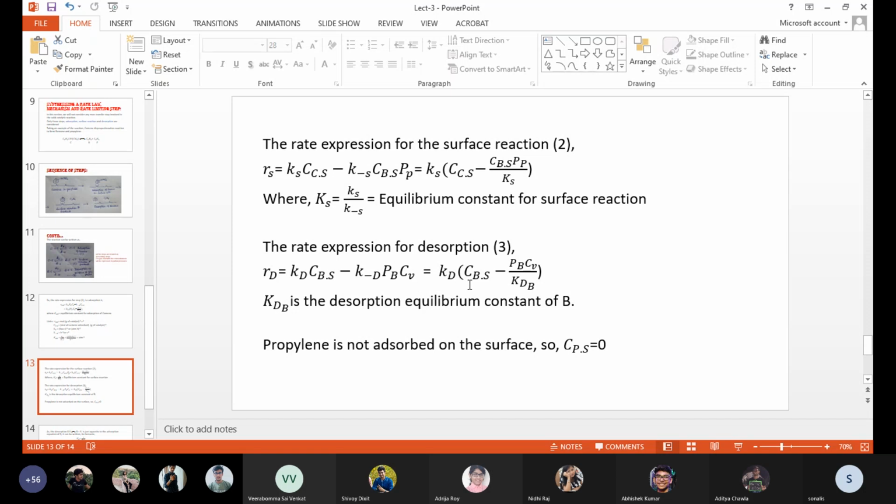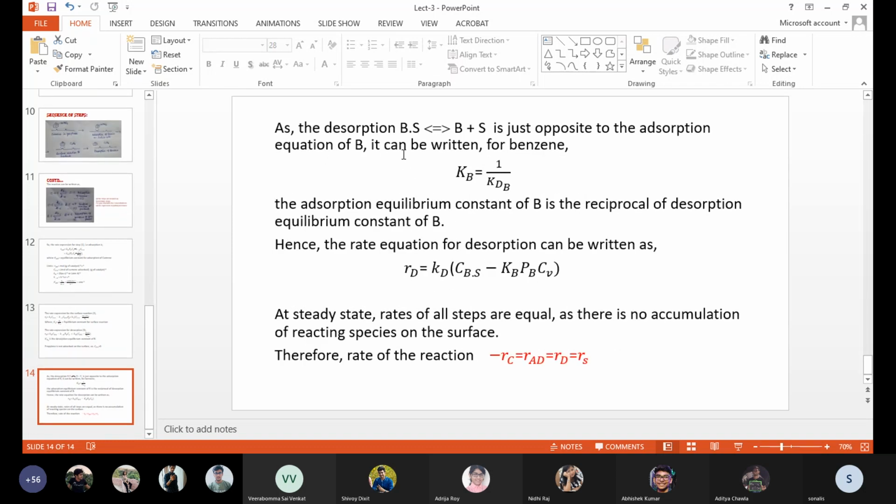So KD is equal to CBS minus PBCV by KD of B. Here the benzene is desorbed, so KD of B is the desorption equilibrium constant of B. Propylene is not adsorbed on the surface, so CPS is equal to 0. There is no adsorbed propylene concentration.